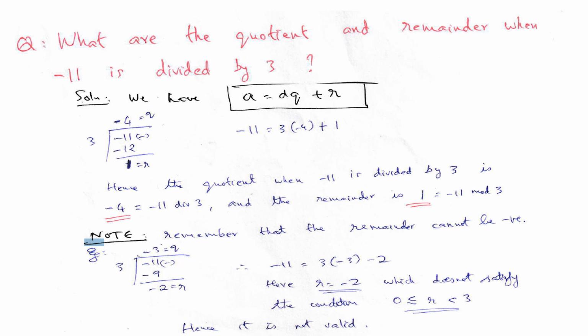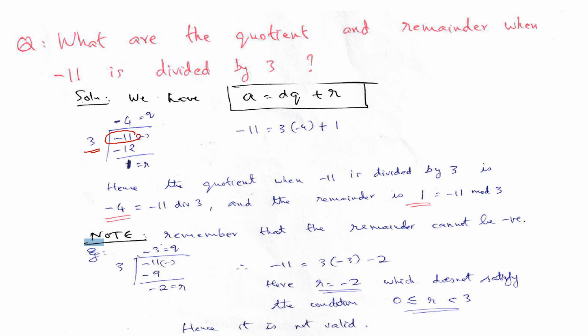Now, see the question here. What are the quotient and remainder when minus 11 is divided by 3? So just like the previous problem, we solve this. The number given is minus 11. So you have to be very careful here. See here, you take this minus 11 divided by 3.